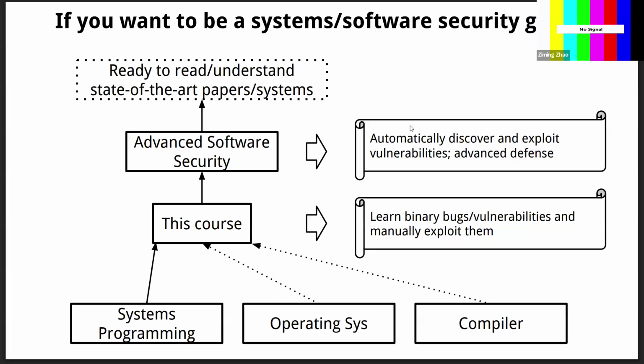After this class, you can take advanced software security, which is also a class I offer, but I do not offer that very often. This class is all about manually finding vulnerabilities and writing exploits byte by byte. You can use some tools to help you, but still you're writing exploits byte by byte to hack those systems. In the advanced software security class, we talk about topics like how to automatically discover and exploit vulnerabilities using more advanced techniques, symbolic execution, even AI. But I believe you still need to do this manually to understand everything before we move on to using or developing more advanced tools.